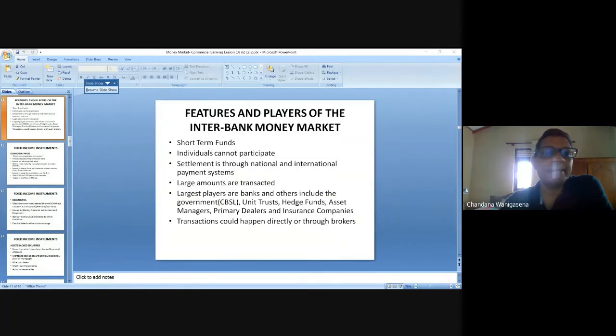There are banks that on certain days have positive cash flows, and some banks have negative cash flows, deficits and surpluses. In that scenario, in the interbank money market, banks can take money if they want it. Basically the central bank, the brokers, unit trusts, the primary dealers, and insurance companies are the players. If any of these parties needs money, they can ask for money.